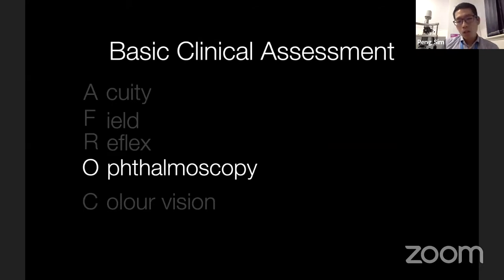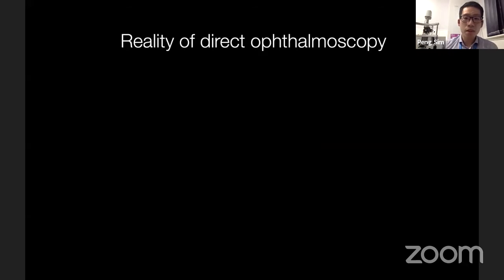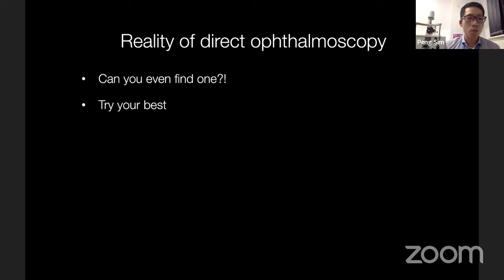So next, ophthalmoscopy. I'm not really going to say much about this because in real life, there are many hurdles to doing this, as I've come to appreciate after doing foundation year myself. The reality of direct ophthalmoscopy, number one, is that it's usually nowhere to be found. And even if you need it, and you really have to do it, just try your best. But be reassured that you'll be forgiven if you cannot get a view, because even some of my colleagues, even myself, sometimes struggle.